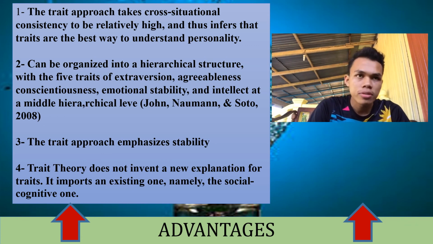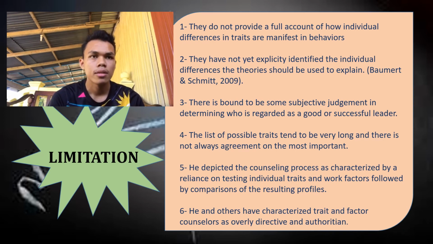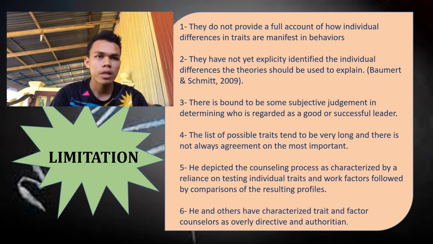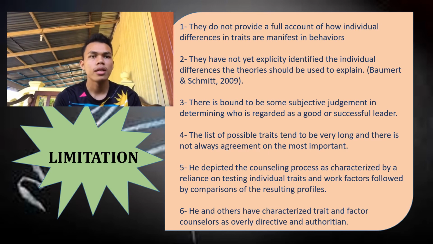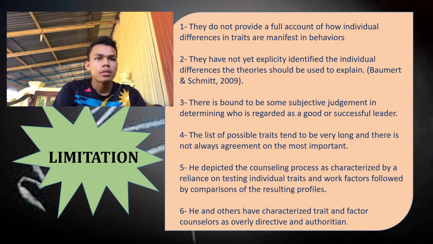For limitation, first, differences in traits are manifest in behaviors, and second, they have not yet explicitly identified the individual differences the theories should be used to explain, and third, there is bound to be some subjective judgment in determining who is regarded as a good or successful leader, and fourth, the list of possible traits tends to be very long and there is not always agreement on the most important.